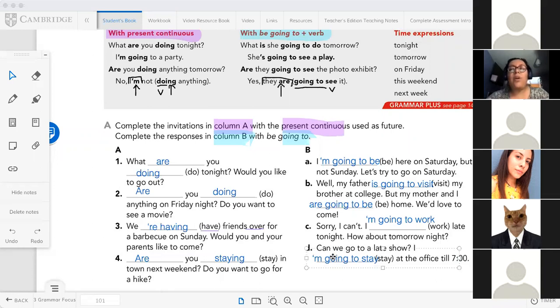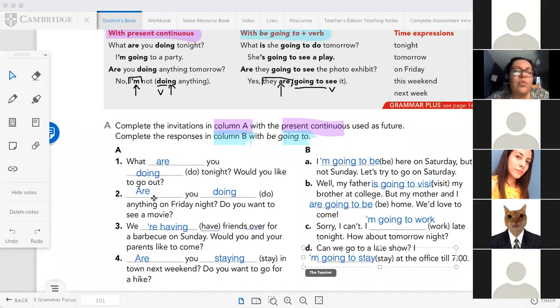Okay. So you see, we are using them interchangeably. Here the book said column A with present continuous, column B with going to, pero bien lo podría haber mandado al revés. Nos podría haber dicho columna A con going to, columna B con present continuous, y entonces hubiese quedado algo como, what are you going to do tonight? Would you like to go out? Y en la respuesta, fíjense que aquí el be no se puede poner en presente continuo, no puede ser I'm being here, no. Podría ser staying, I'm staying here on Saturday but not Sunday, all right?